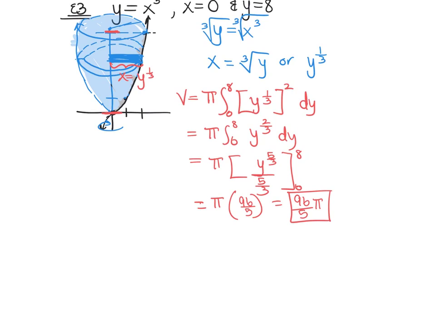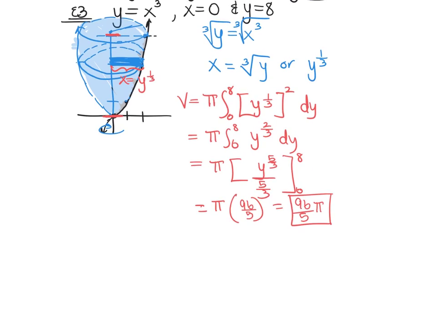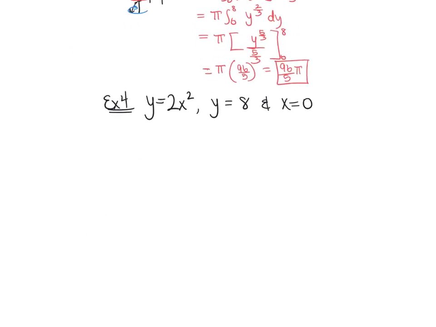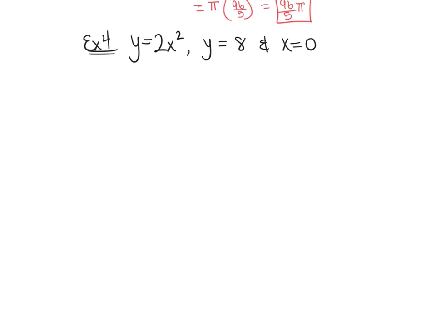So I'm going to have you try this next one, number 4. I will give you all the boundaries. It'll be bounded by y equals 2x squared, very similar to this last one, y equals 8 and x equals 0. So first thing, draw it. Let's see what we have. And remember, we want it going around the y-axis. So right away, step 1 would be to draw it. So go ahead and pause the video and draw it.